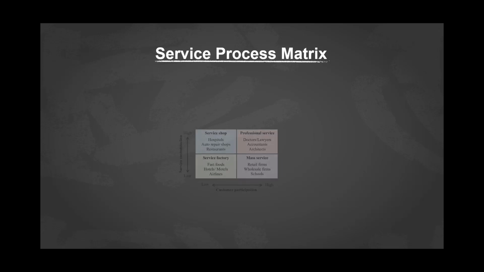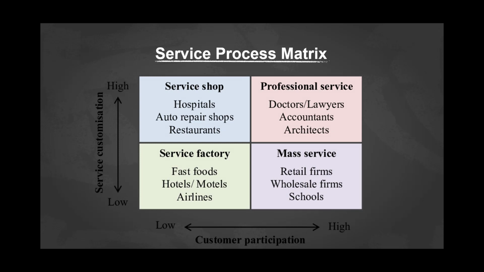understand service process matrix. Service process matrix is a classification of service industry firms based on the characteristics of individual firms' service processes. The classification characteristics include the degree of labor intensity and jointly measured degree of customer interaction.